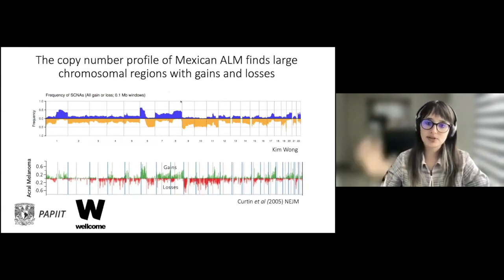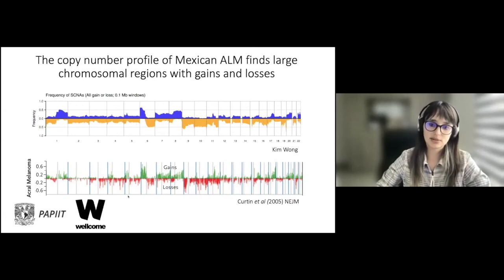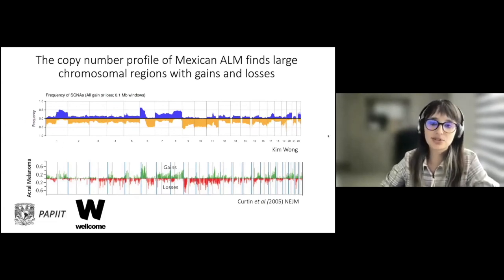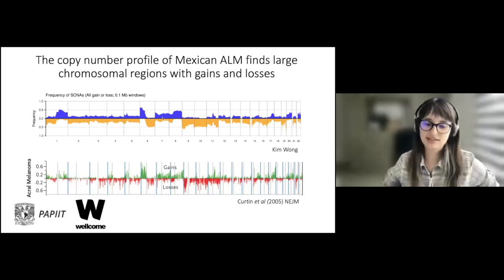So the copy number profile in this data set finds, well, very large chromosomal regions with gains and losses. In the top is our data set, and in the bottom is a data set that has been done with a different technique in a different population 15 years ago. And you see here that these pictures look similar. How did you interpret this? Well, each of these numbers is a chromosome. And in blue, you have gains of that region, and in yellow, you have losses. And the higher the peak, the more proportion of tumors that have that alteration.